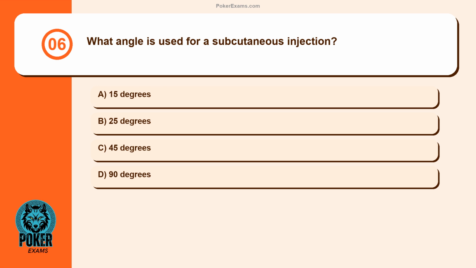Question 6. What angle is used for a subcutaneous injection? 15 degrees, 25 degrees, 45 degrees, 90 degrees.